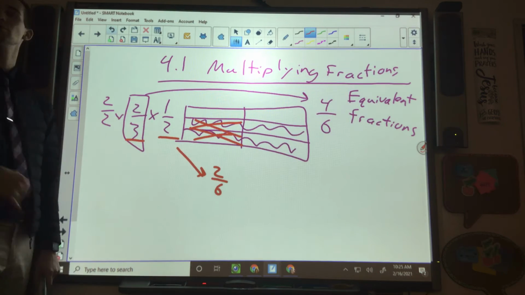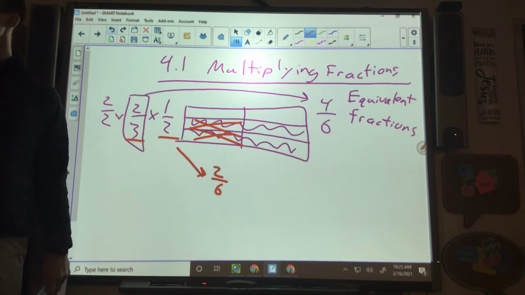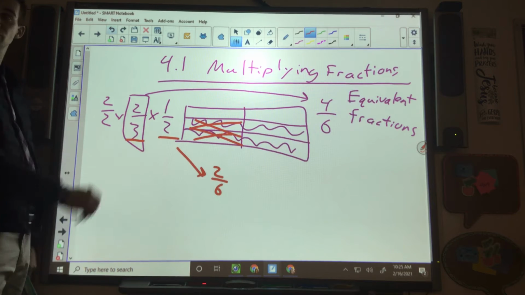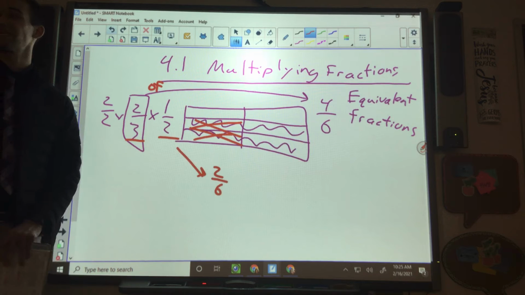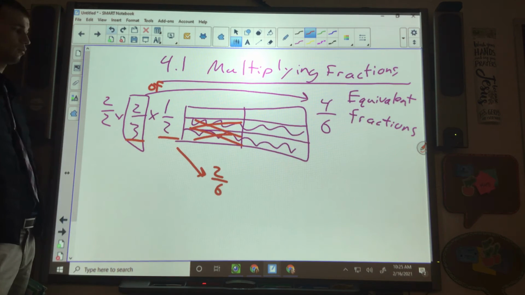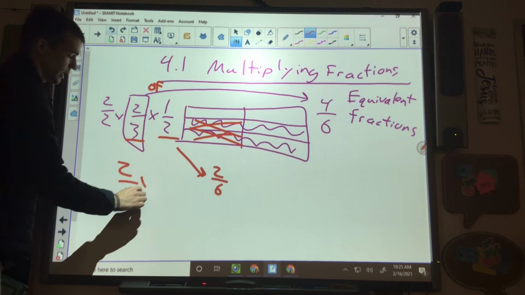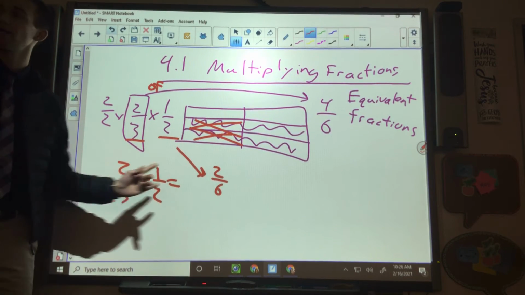Anytime you see the word "of" in math, that means what? Multiplication. So it's saying half of 2/3. Of and multiplication are the same thing. So another way of doing this is you can just say 2/3 times 1/2, and you just multiply right across.